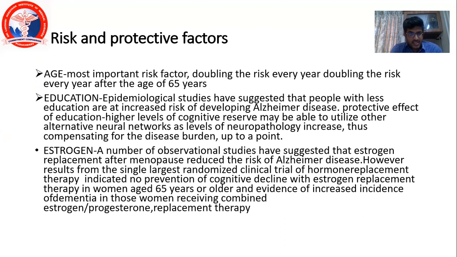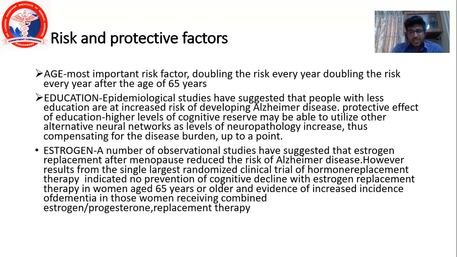Studies have found that a protective effect of education exists because there is a higher level of cognitive reserve, and the person may be able to utilize alternative neural networks as levels of pathology increase, thus compensating for the disease burden up to a point. Not only the patients, but also the education level of the caretakers is important, because that can influence the disease burden in the patient and the caregiver burden with the family members also.